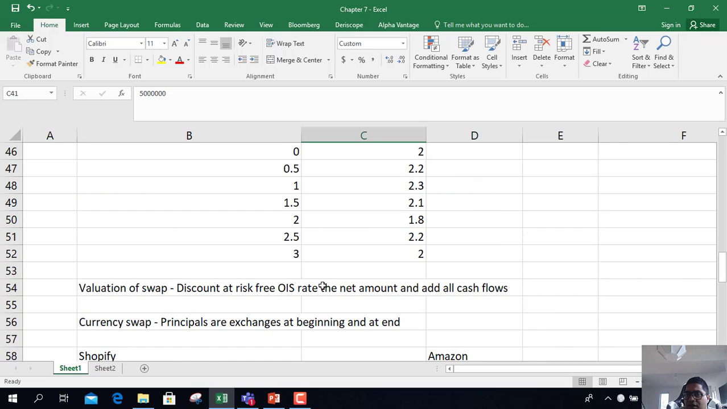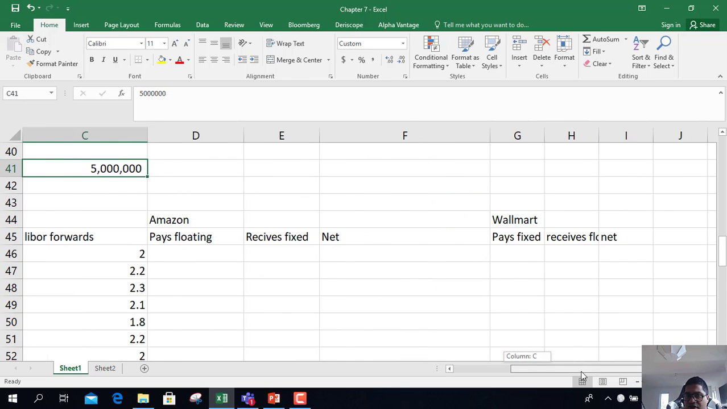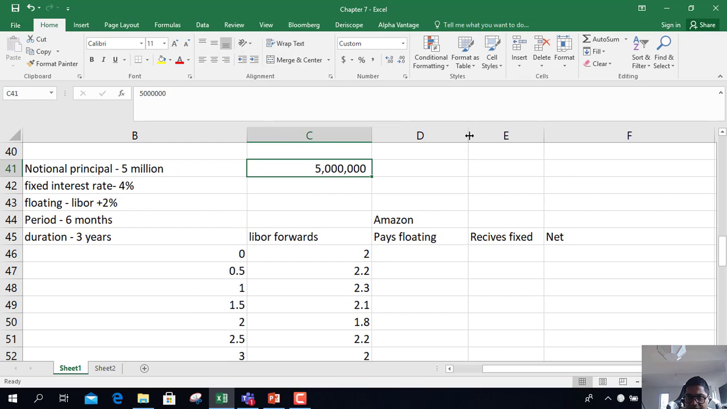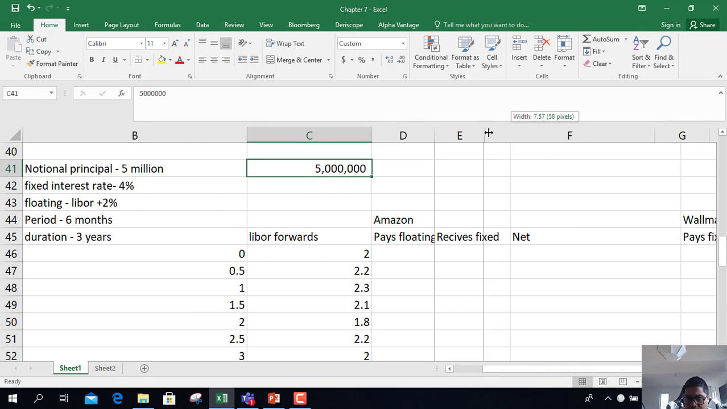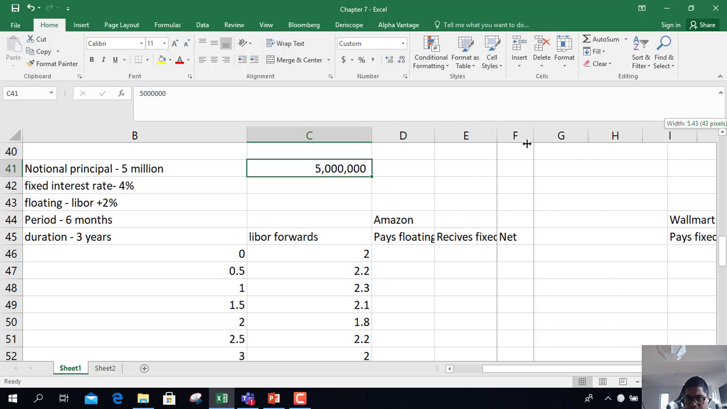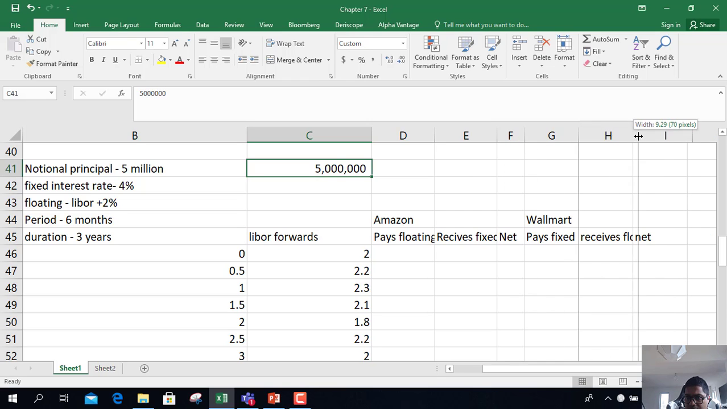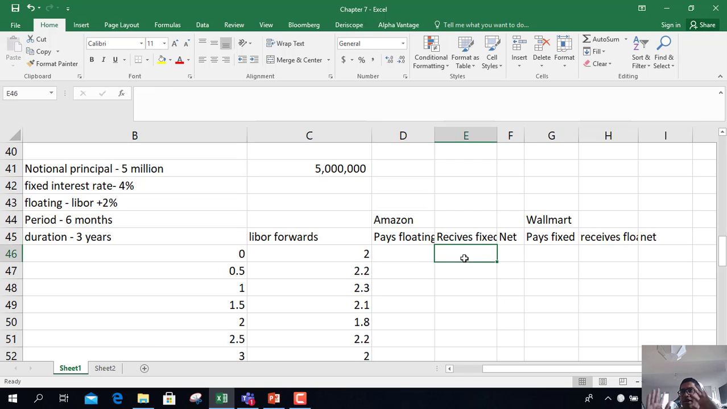Now let's see how this will work for Amazon and for Walmart. So let's do it for Amazon first, then we'll do it for Walmart and calculate the net flows from swap to Amazon and for Walmart. So first of all, Amazon pays floating and receives fixed. So let's calculate the fixed interest rate for Amazon that it is going to receive. So that would be fixed rate of return is 4%.